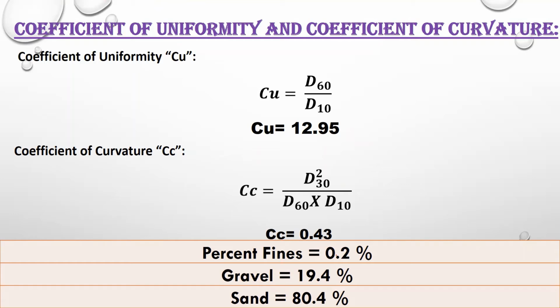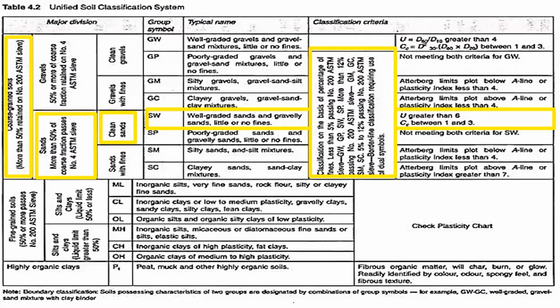Percent fines, how can you find it out? I have already told you in the sieve analysis calculation on the Excel sheet, so you can see over there. Now the gravel percentage, you have to find how much gravel particles are in your sand. You have to find it according to the sieve analysis, and the sand was 80.4%. So I am moving towards the next slide.